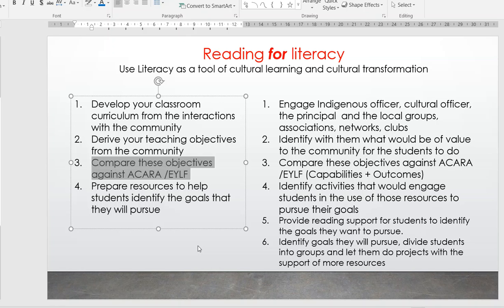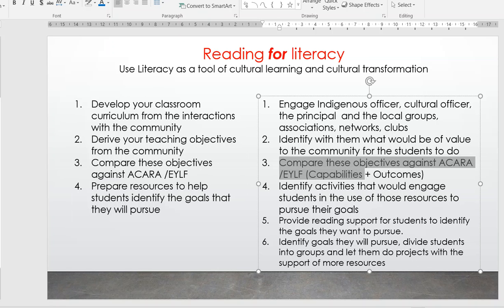So compare these objectives now, this objective about popularizing cricket among school children, whatever they want, against whatever ACARA says now, or the Early Years Framework. Oh my goodness, this is going to be a job. It will be no different than what you did in assignment one.